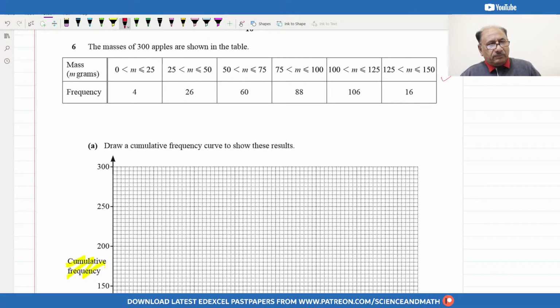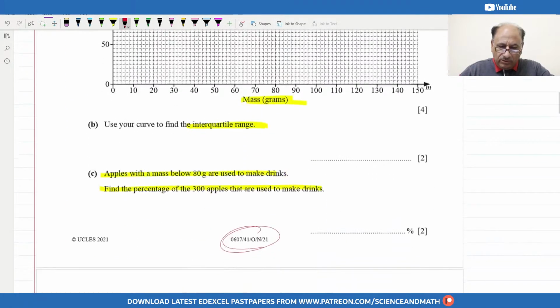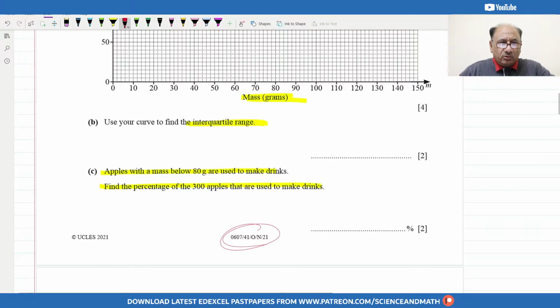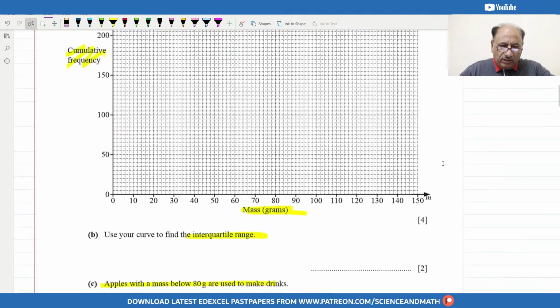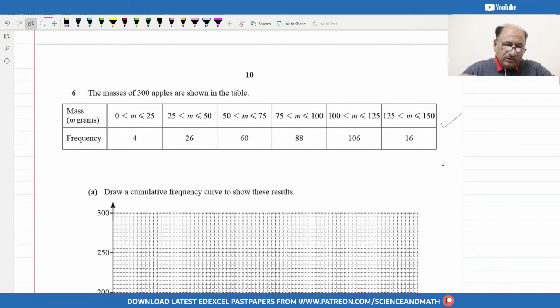I've not seen the paper. So this one, question number 6, which we have taken from, as I told you, 0607, which is International Mathematics. These are all basically similar types of syllabuses. So we have to draw the cumulative frequency curve to show these results.